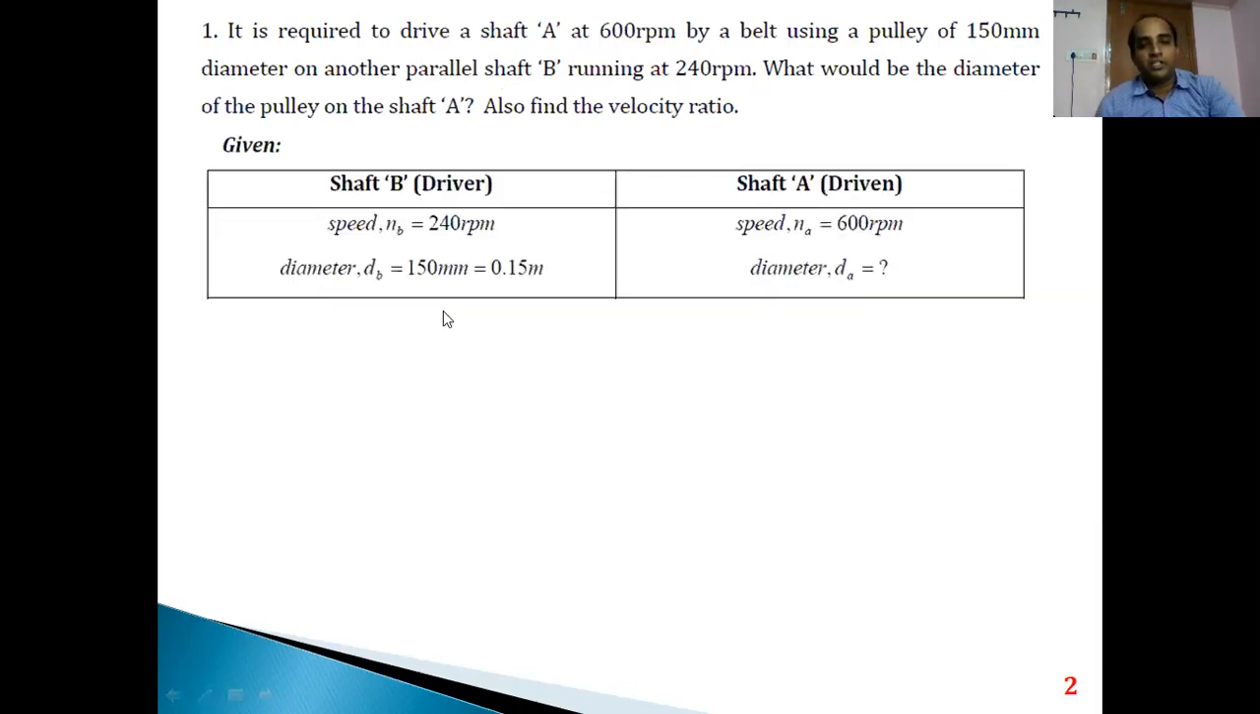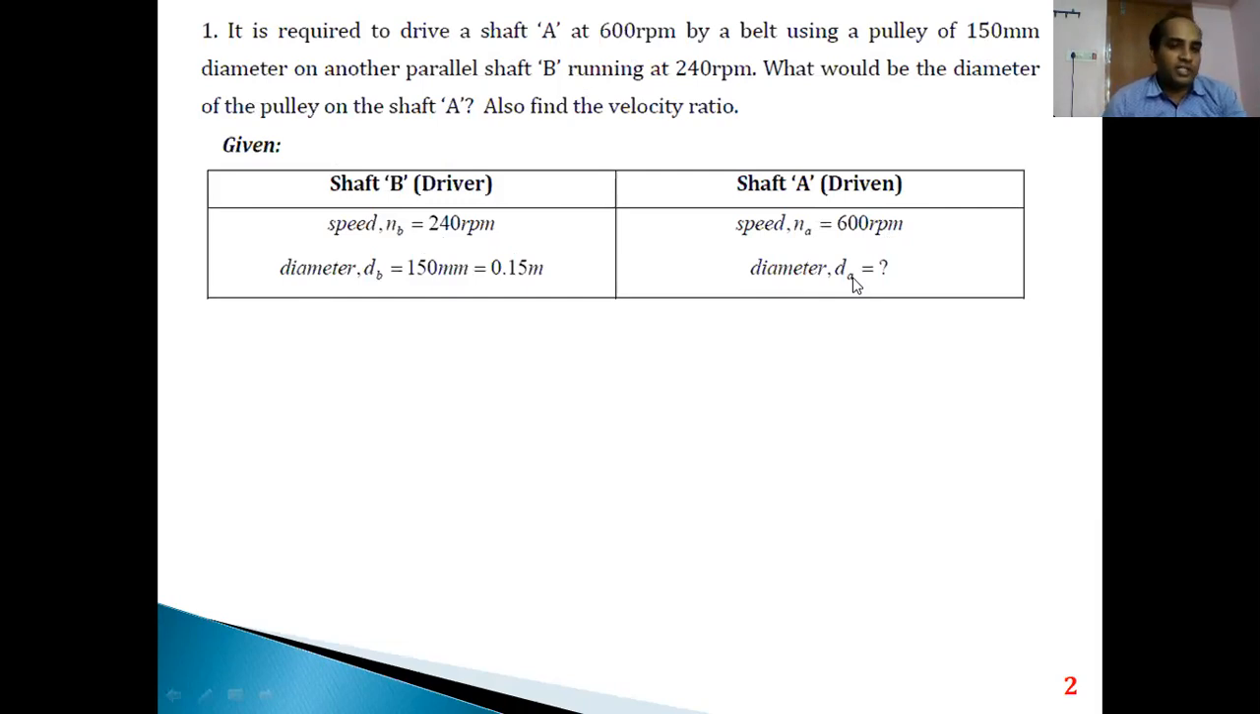So given conditions: as I told you, shaft A is receiving power, which means it is a driven pulley. So what is the speed? 600 rpm. It receives power from a pulley of 150 mm diameter, that is the driver pulley, whose speed is 240 rpm. Now what we need to find out? The diameter of the pulley on shaft A, which is dA. And along with that, we need to find out the velocity ratio also.